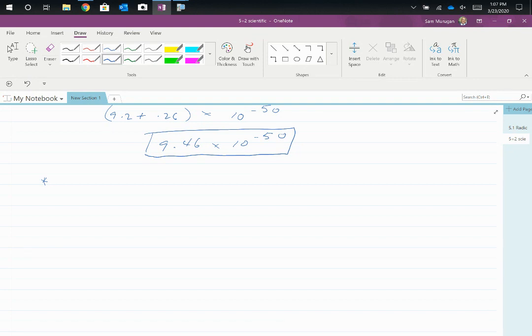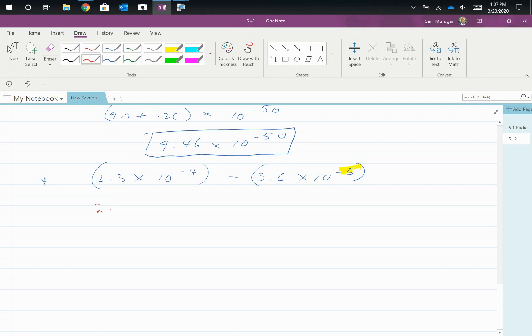So if I wanted to subtract 2.3 times 10 to the power negative 4 minus 3.6 times 10 to the power negative 5. Since the powers are not the same, I'm going to make the negative 5 power negative 4 and see if that will work for me.